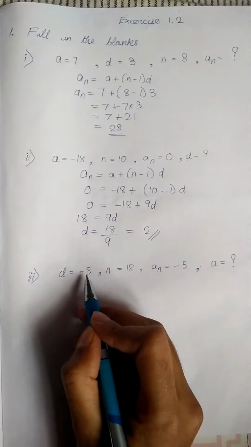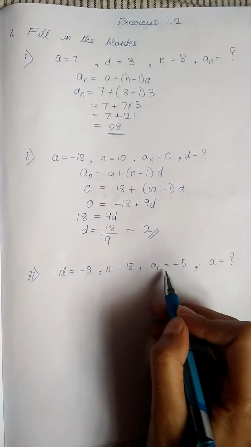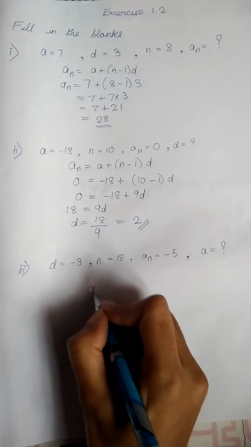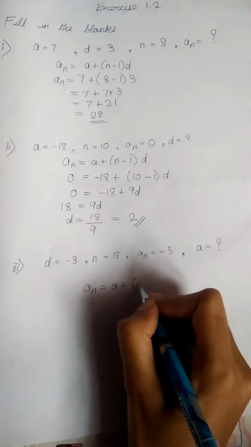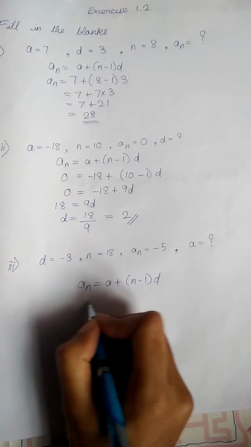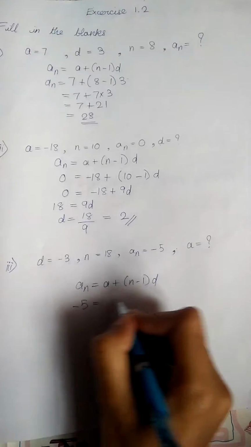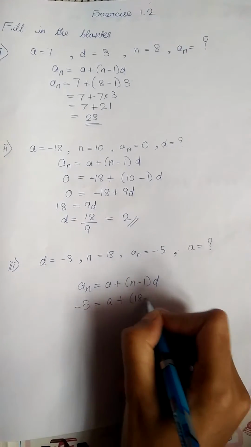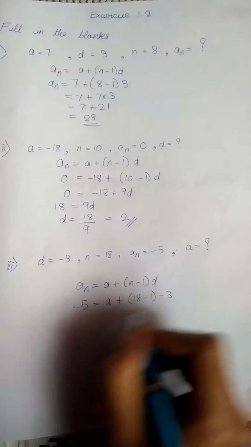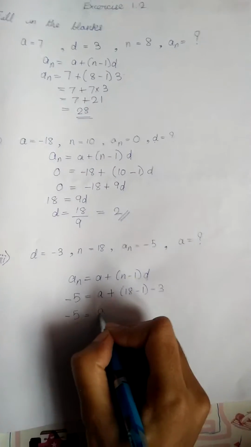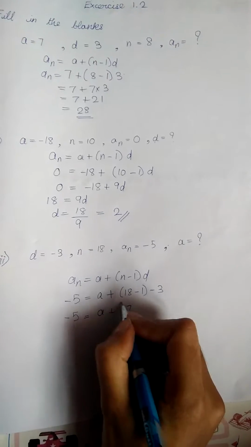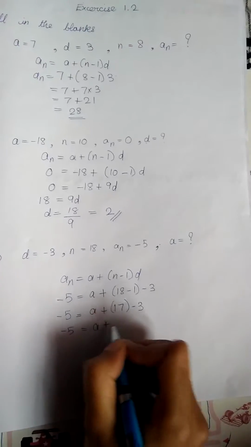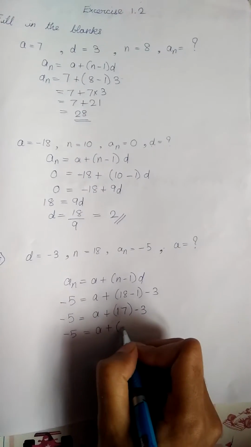In the third question, the common difference, number of terms, and last term are given, and the first term is not given, so we have to find the first term. An equals a plus (n minus 1) d. An is given as minus 5 equals, the first term is not given, we will put it as a, plus n is given as 18 minus 1, d is minus 3. Minus 5 equals a plus 17 into minus 3. Minus 5 equals a plus (17 into minus 3), which is minus 51.